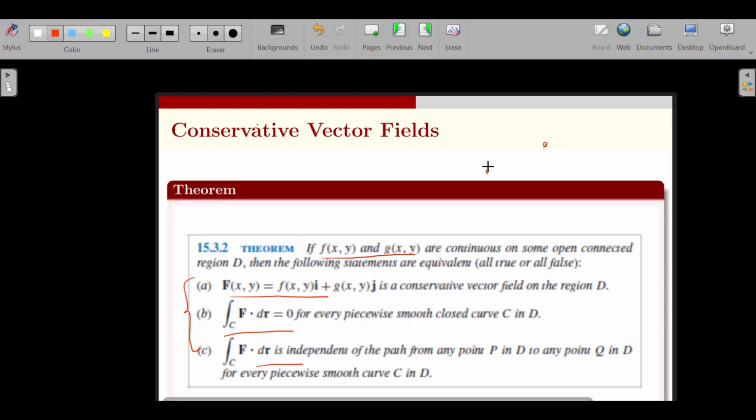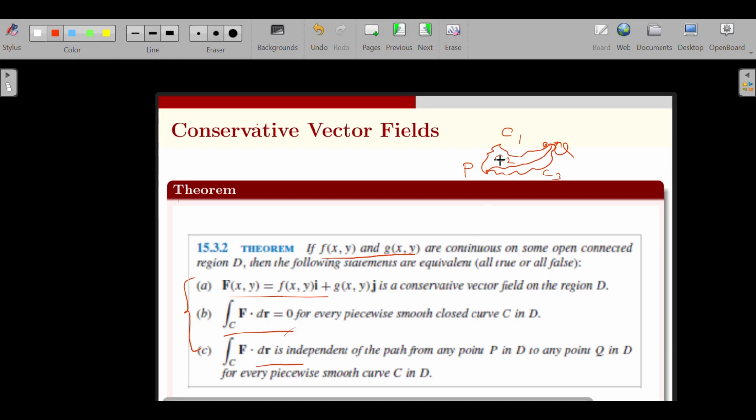That is, suppose that you have 2 points P and Q, and suppose that there are 3 curves from P to Q. Then the work done to move a particle from P to Q, that is in fact the line integral over C of F dot dr, is independent of the path. So if you take this curve to be C1, this curve to be C2, and this curve to be C3, then the work done to move a particle from P to Q along C1, along C2, along C3 are all equal if F is conservative.